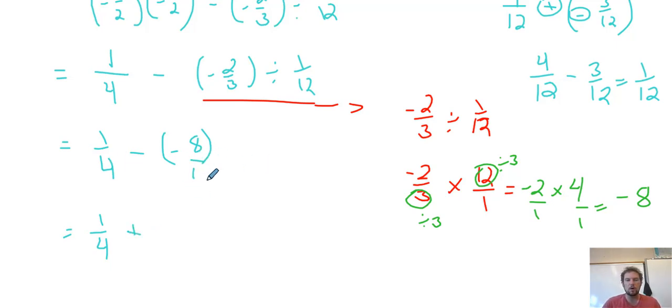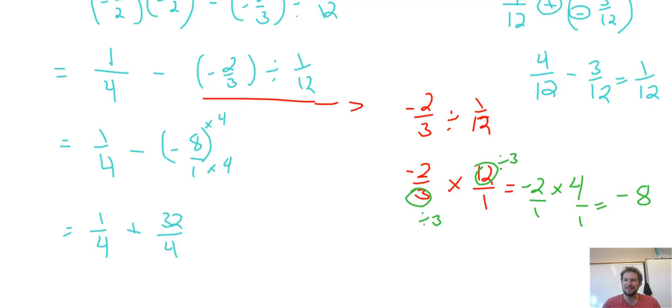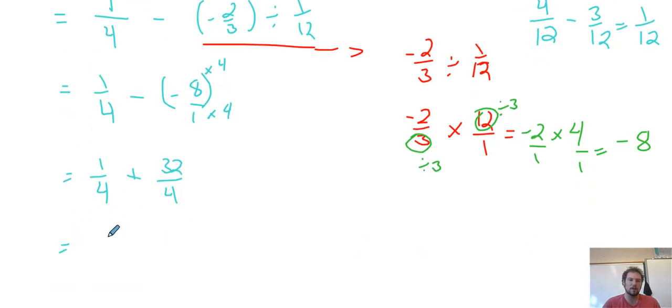Well, how do I turn a 1 into a 4? I have to multiply it by 4, which means I need to take that 8 and multiply it by 4. So this is 32 over 4. Right, so then 32 over 4 plus 1 over 4 is 33 over 4. All right, so 33 over 4 would be my final answer here.